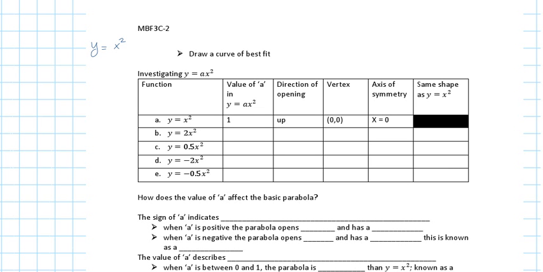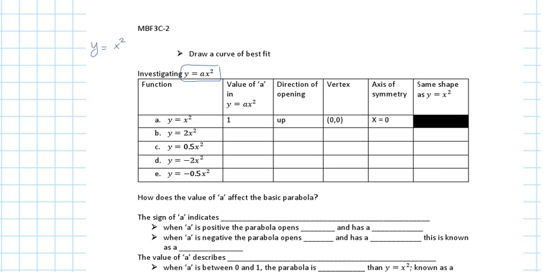We call that something the letter a. It could be 5, could be 10, could be minus 3, could be minus a half, plus 3/4, could be any number. So we're looking at functions that look like this, where you have y equals something times x squared. The first function, which is the parent function, is y equals x squared. We compare everything to the parent function.